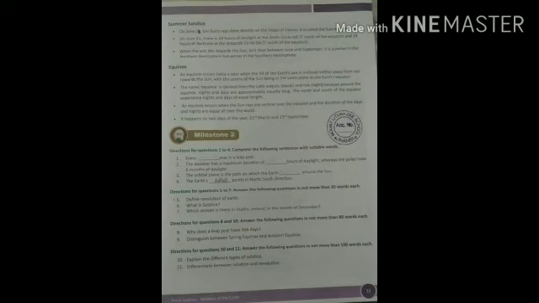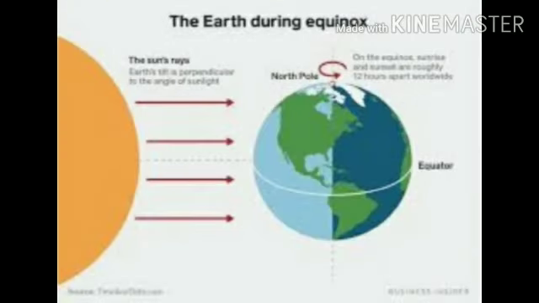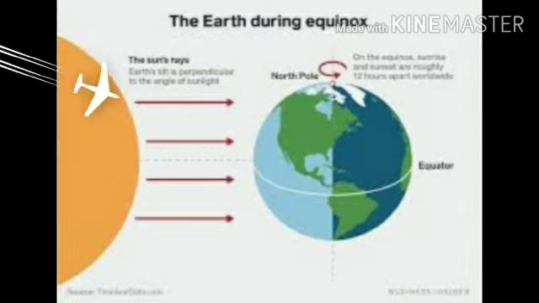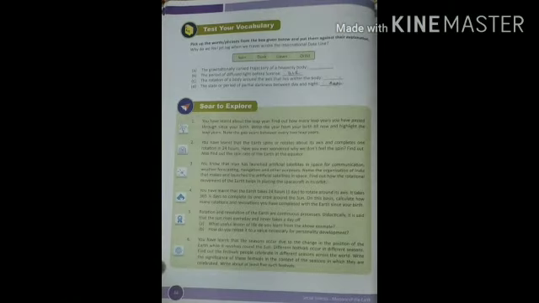It happens on 2 days of the year, that is 22nd March and 23rd of September. That means we are having 2 equinoxes, autumn equinox and spring equinox. Spring equinox is on 22nd March and autumn equinox is on 23rd of September. You can see the image of the equinox on the screens. The earth during equinox is in the middle. That means equal days and equal nights are there all over the world. You can see the sun's rays are all over the world, so that is equal days and equal nights. Longest day of the year, summer solstice.